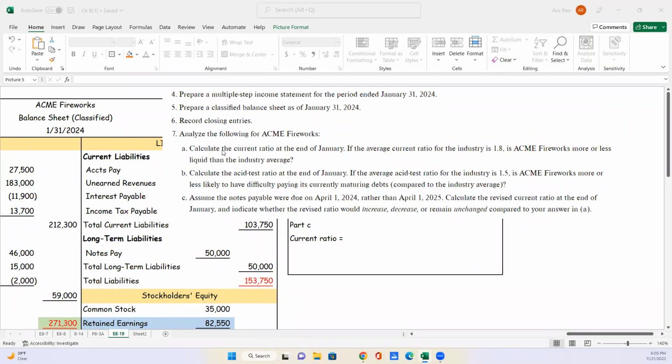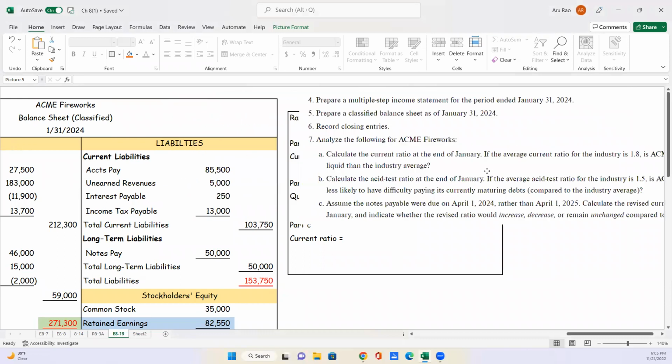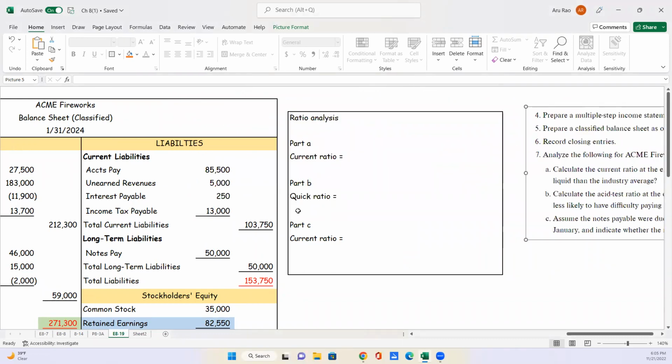Okay, now on to the last part where we're going to do some ratio analysis. We've been asked to calculate the current ratio at the end of January. Then we've been told the current ratio average for the industry is 1.8: are we better than or worse than the industry average? Then we've also been asked to calculate the acid test ratio. Again, the industry average is 1.5. Are we more or less likely to have difficulty paying our currently maturing debts? So let's put that to the side and do our own calculation.